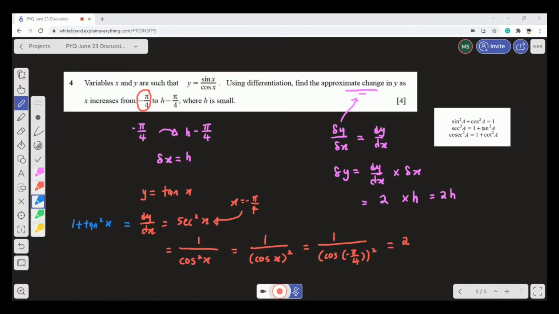Sir, I just want to ask, rather than converting to sec square x, can we just use the u and v method and then differentiate as per usual? Yes, you can, but it takes longer. It consumes time. So better take the shortcut method.